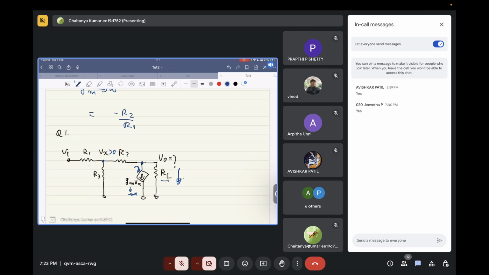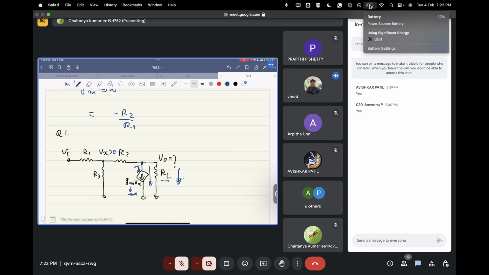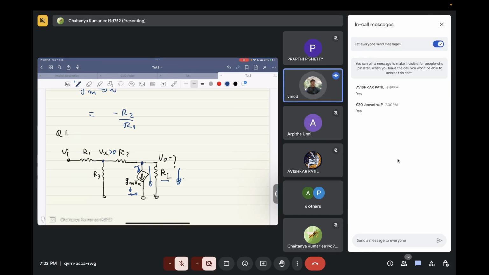So if the given GM is very large or tending to infinity, in that case, what will happen? What will be the current flowing through this voltage controlled current source? Will be maximum, sir. It will be infinite, right? Okay, sir. Infinite, or let's say if there is some power supply limit to this voltage controlled current source, it will just saturate to that. Correct.